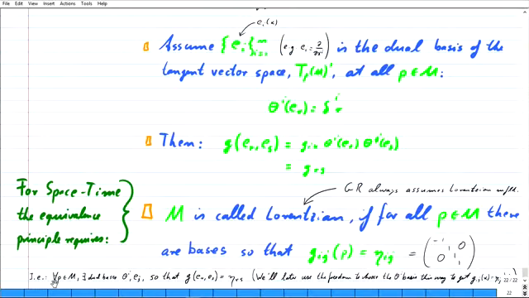Now, a manifold is called a Lorentzian manifold if at all points in the manifold there exist bases e such that this matrix by which the metric is represented is the eta_ij matrix.